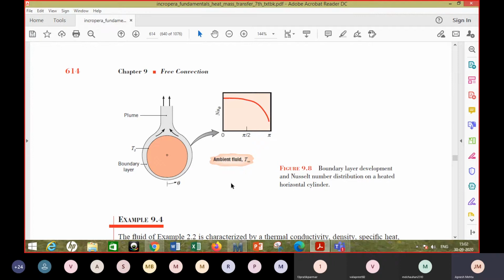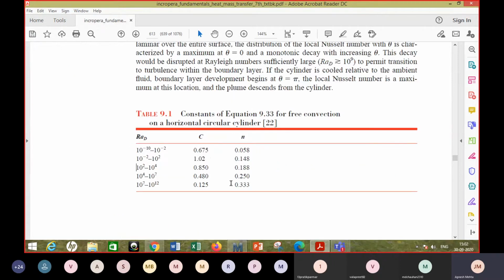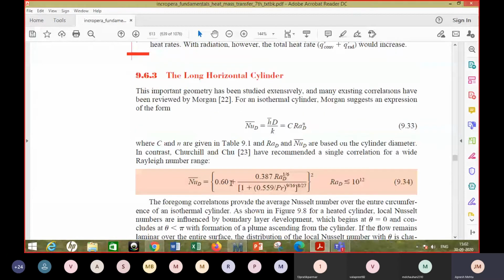And for this kind of geometry, you can have the Nusselt number as a function of Rayleigh number. So C into Rayleigh number raised to n. And for different ranges of Rayleigh number, you can have different values of C and n. Or there is a more common, more general correlation here, again recommended by Churchill and Chu. And this correlation is used in our example. And we have to just check that Rayleigh number is less than 10 raised to 12.